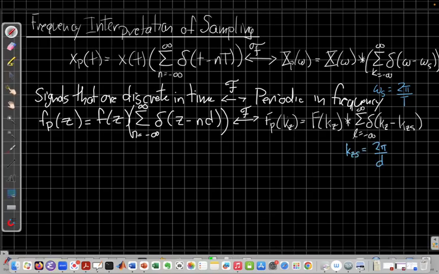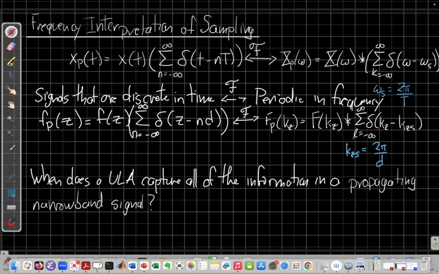Okay, so we're going to make these copies, and it's natural to ask the same question we asked in the time domain. When does a uniform line array capture all of the information in a propagating narrowband signal? So pause for a minute and think about, well, what was the key idea in figuring out the sampling criteria in the time domain? We're making these copies of the spectrum. What do we need to be true to be able to recover all the information about the signal of interest? So pause the video and think. Right, the key idea is that the copies of the spectrum need to not overlap with each other.